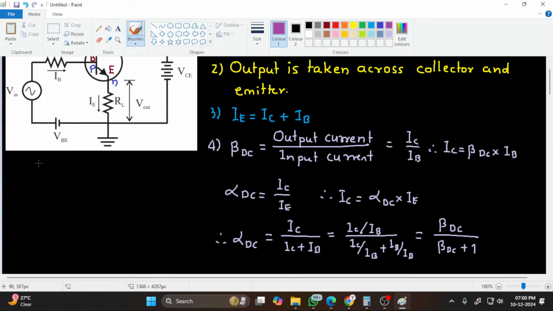Similarly, we can also write about the beta DC. Beta DC is IC upon IB, and then we can write IC upon IB can be written as IE minus IC. Okay, now, what will IB be? IE minus IC.